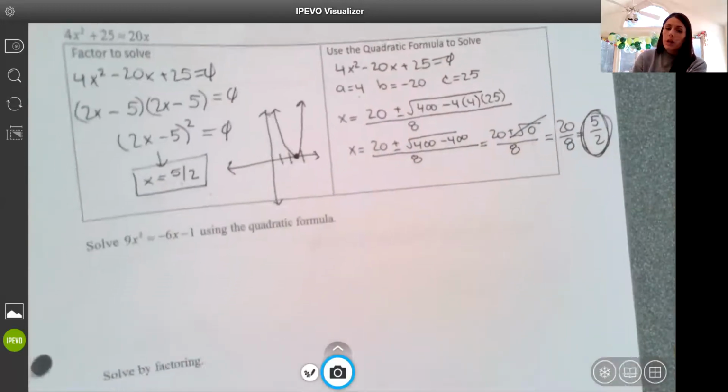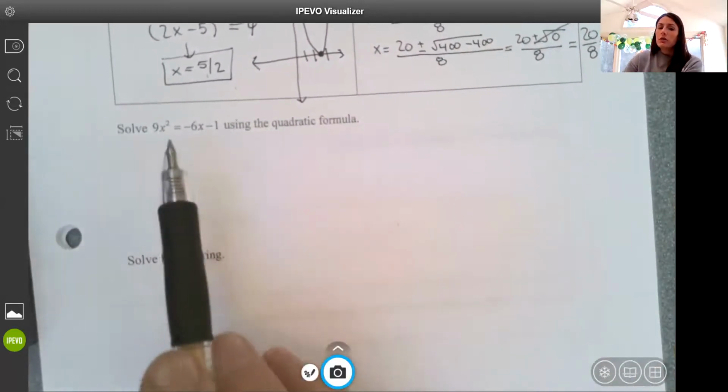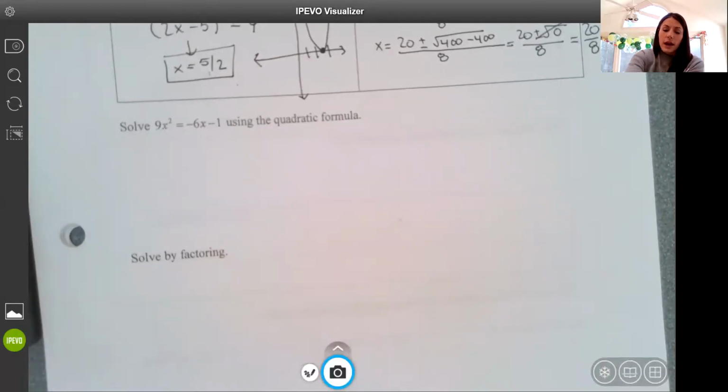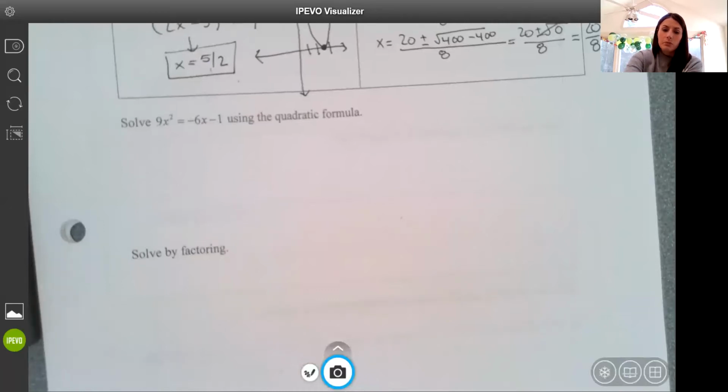Okay, so now I want to give you a try on this. I want you to not factor this right away. I want you to first get it set equal to 0 and use the quadratic formula, and then go ahead and solve it by factoring as well. So pause the video and do that, and then restart the video to wrap up notes.